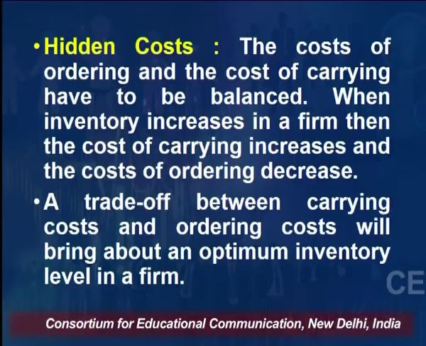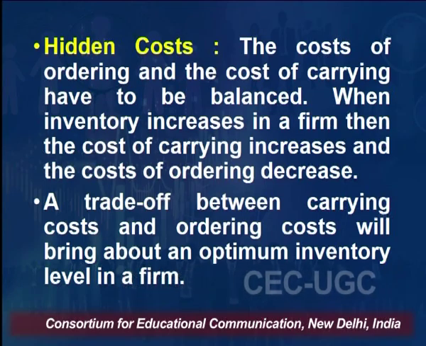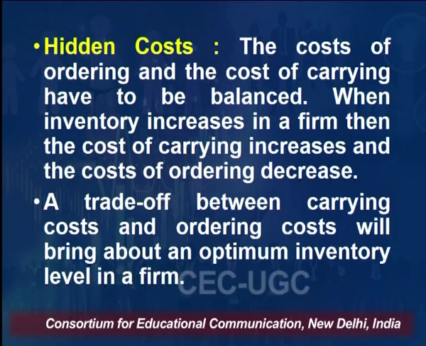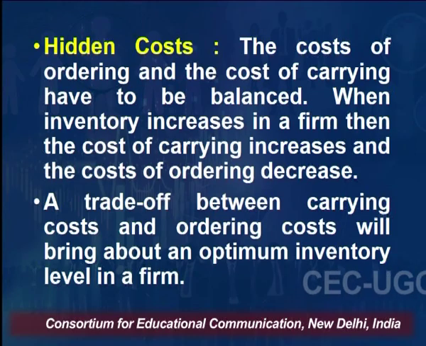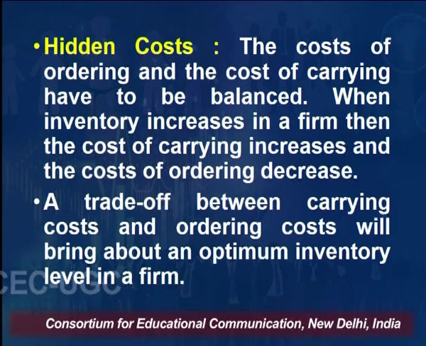So cost of ordering and cost of carrying have to be balanced. Now we need to balance between these two. When inventory increases in a firm, then the cost of carrying increases and the cost of ordering decreases. And the vice versa situation is also there. So a trade-off between carrying cost and ordering cost will bring about an optimum inventory level in the firm.